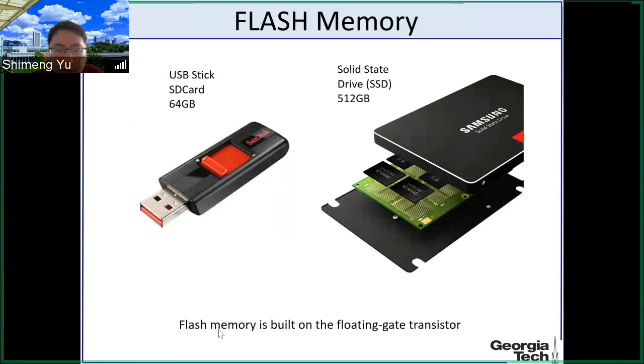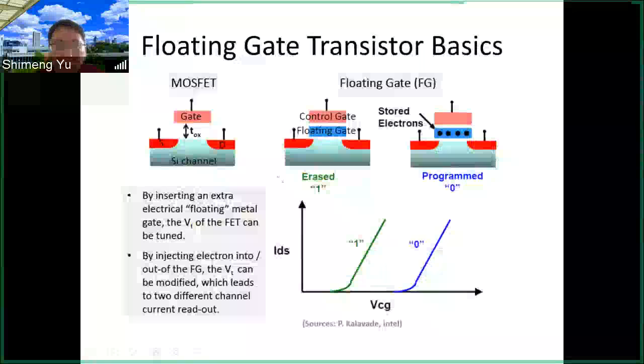The flash memory is built on the floating gate transistor, and today we are going to discuss more details about the floating gate transistor. So this is the data storage, and as we discussed earlier, flash is a non-volatile memory. That means you can store the data even after the power is off. So that's why you can maintain the data for many years. Alright, so then the building block for the flash memory or the SSD is based on this so-called floating gate transistor.